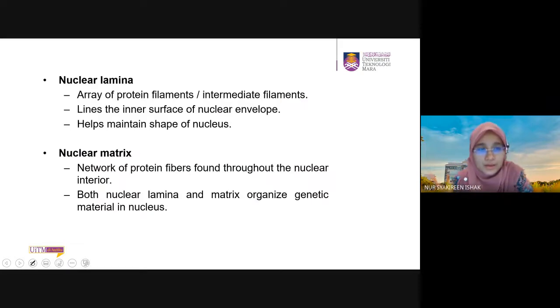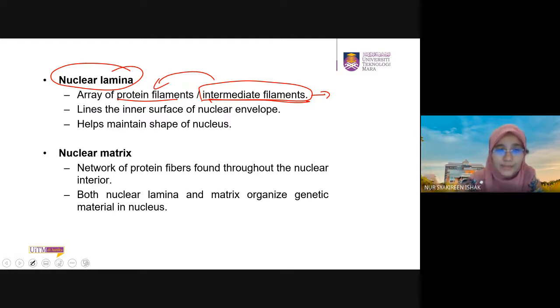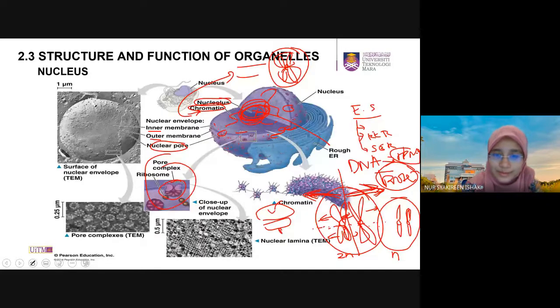Okay, so the nuclear lamina, which is an array of protein filaments, and these protein filaments are made up of intermediate filaments, which are a type of cytoskeleton. The cytoskeleton we saw earlier has three types: microfilaments, intermediate filaments, and microtubules. So the component that makes up the nuclear lamina is the intermediate filament, or we can call it a protein filament. The cytoskeleton is all made up of proteins. So it lines the inner surface of the nuclear envelope. On the inner side of the nuclear envelope, you have the nuclear lamina.